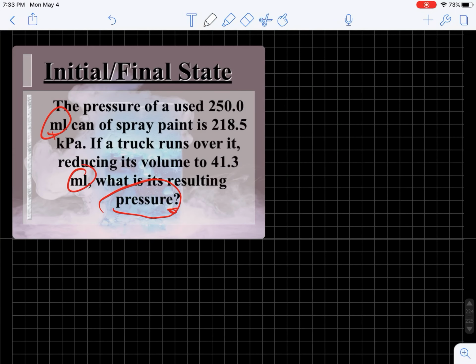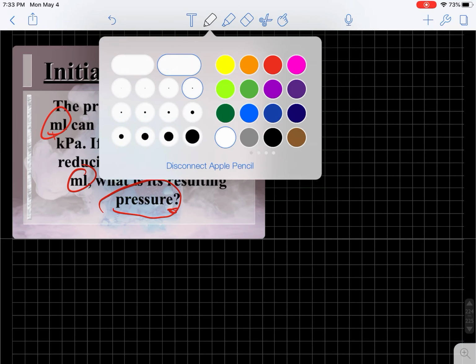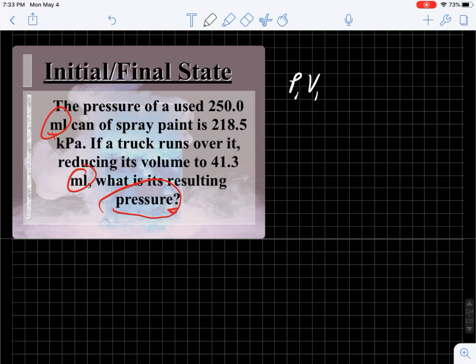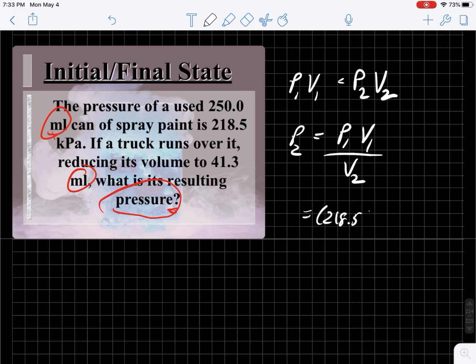So one of the questions students like to ask is, Mr. Burnett, when do you use Boyle's law? I would use Boyle's law when only pressure and volume are changing, and that's the case here. We have pressure and volume only. So I'm going to do P1V1 equals P2V2. And that's a formula, so we got to solve for the variable first. They're asking us for the resulting pressure, so that's P2. So we get P1V1 over V2. And now we can substitute in our values.